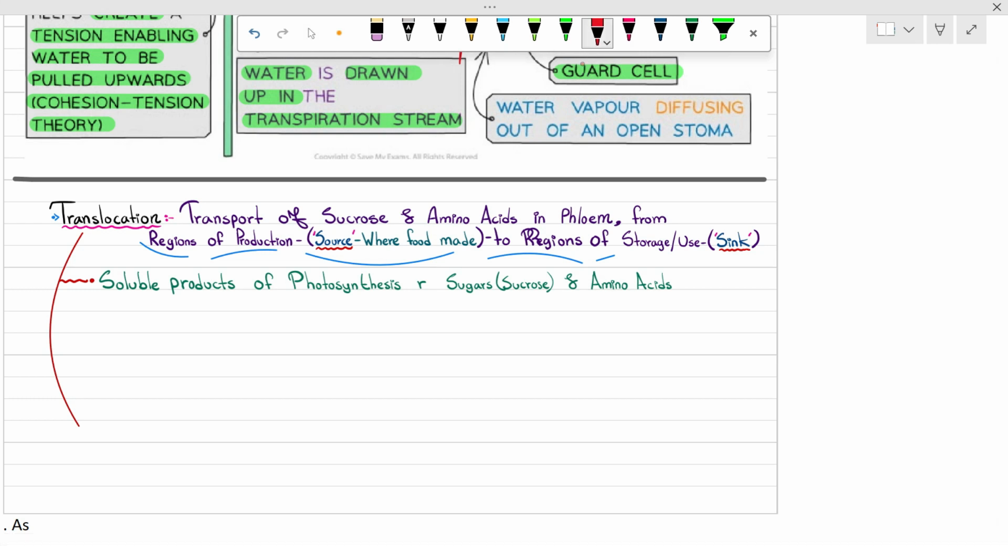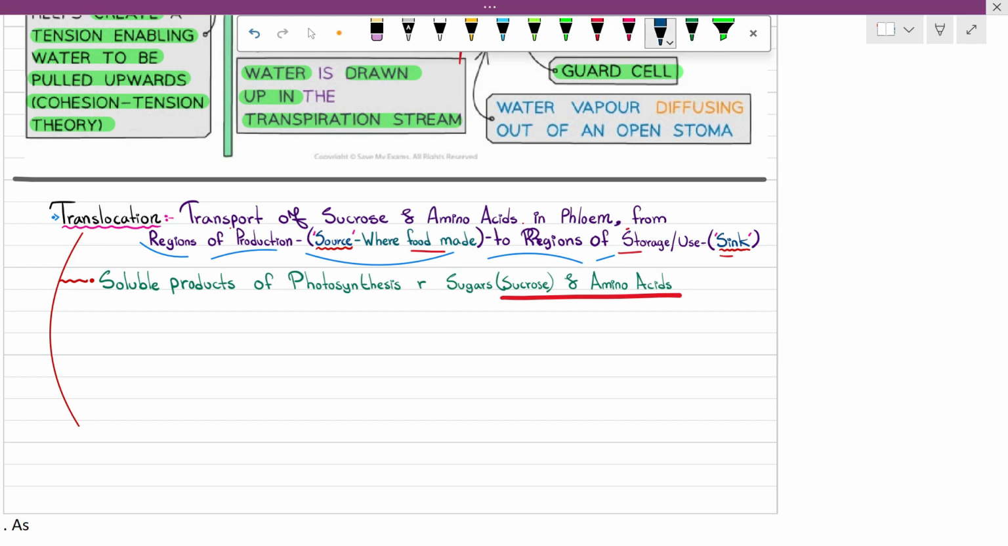Translocation. Translocation is the transport of sucrose and amino acids in the phloem from regions of production, which is the source, where food is made, to regions of storage, which is the sink, where food is not made. So translocation occurs in the phloem, like transpiration occurs in the xylem. From regions of production, photosynthesizing regions, to non-photosynthesizing regions. Soluble products of photosynthesis are sugars, which is sucrose, and amino acids. Both sucrose and amino acids are transported in the phloem via translocation.